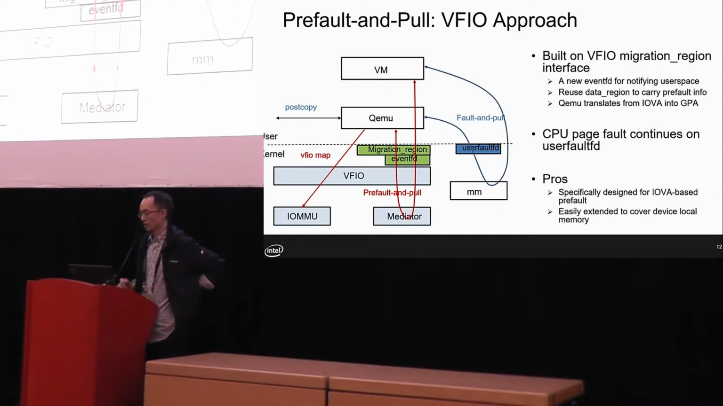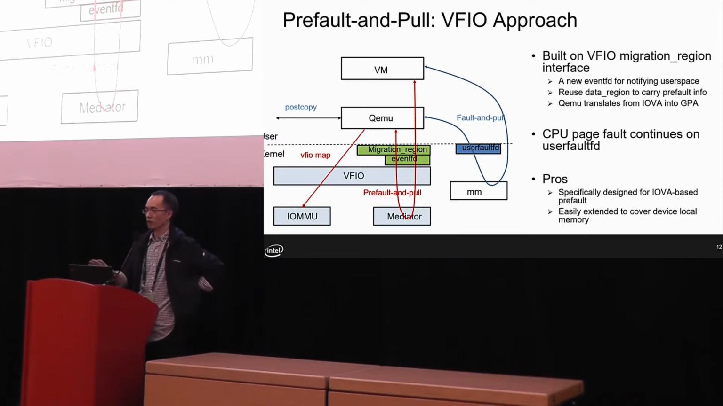So in reality, we just use some VFIO-specific approach. We build a new notification interface in the migration region structure. We introduce a new eventfd to notify user space. We extend the data region to carry the pre-fault information. So once the mediator identifies the DMA pages, we use this interface to pre-fault to the QEMU to pull the page back. After the page is back, we still use userfaultfd to do the final allocation and the copy. For the CPU page fault, it still continues with the userfaultfd. That's just the same path.